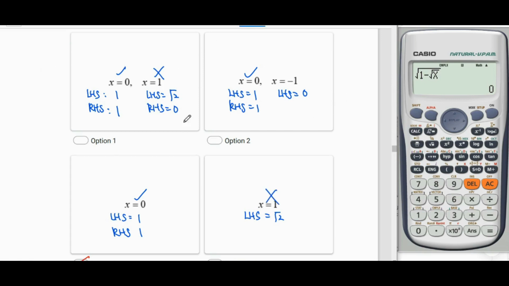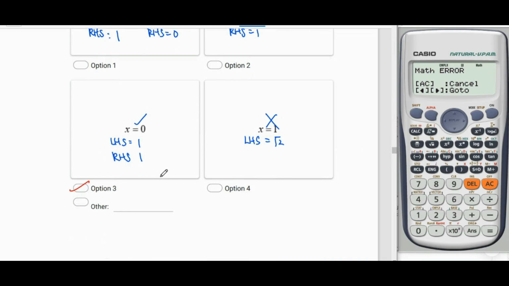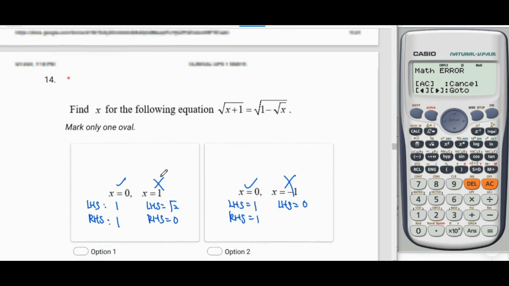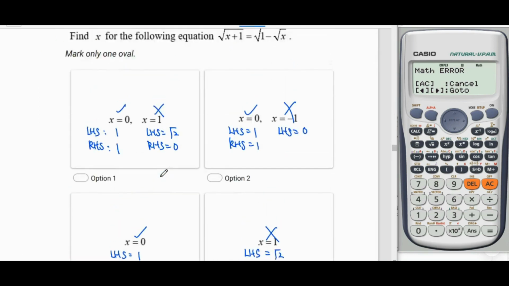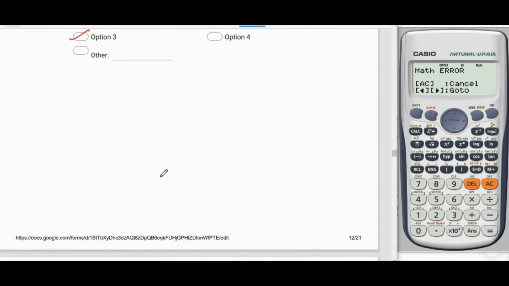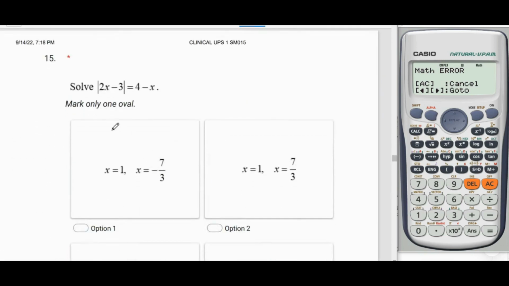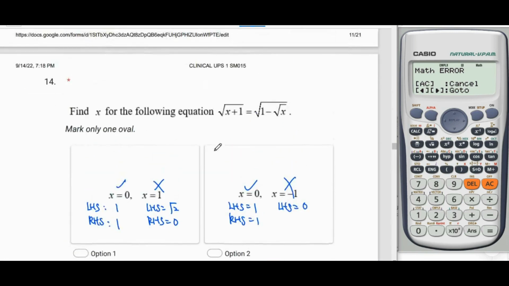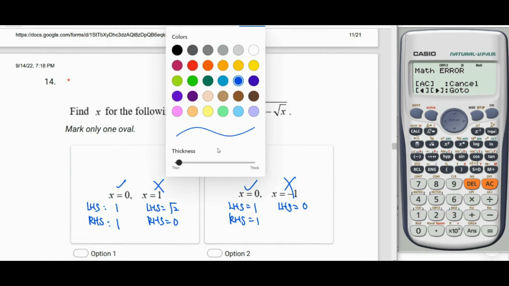Automatically, these two options will be eliminated. So lastly, we want to test where x is -1, which gives an error, which means this does not exist. Therefore, our final answer is this. So this is the technique of solving objective questions, to check whether the answer is a solution. So if you want to calculate one by one, of course you also can.